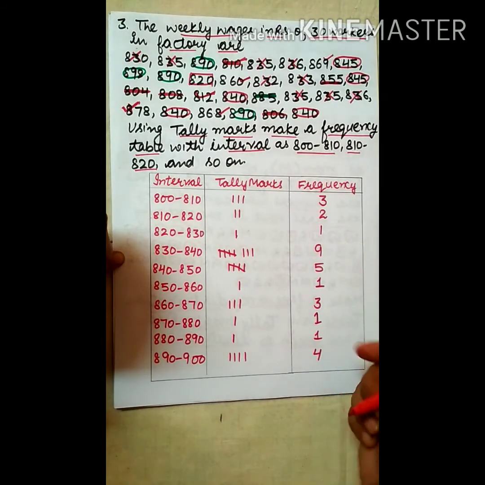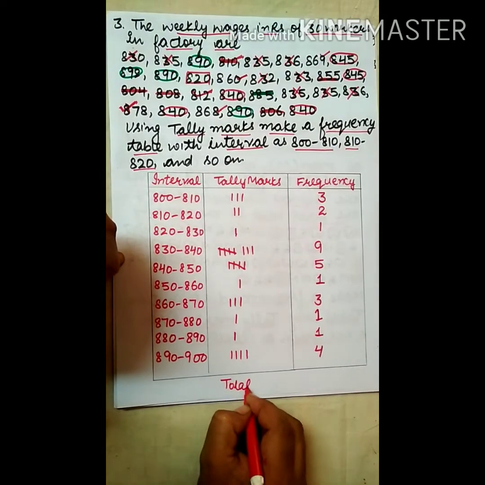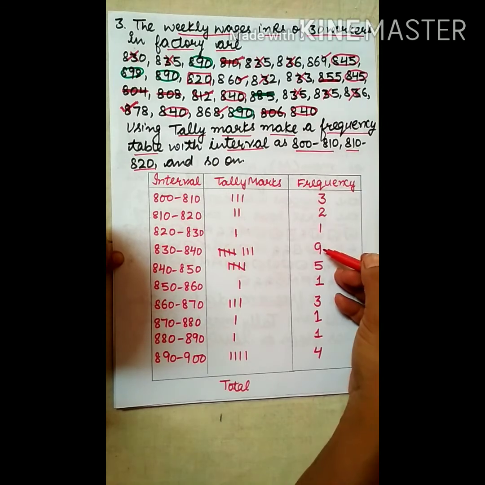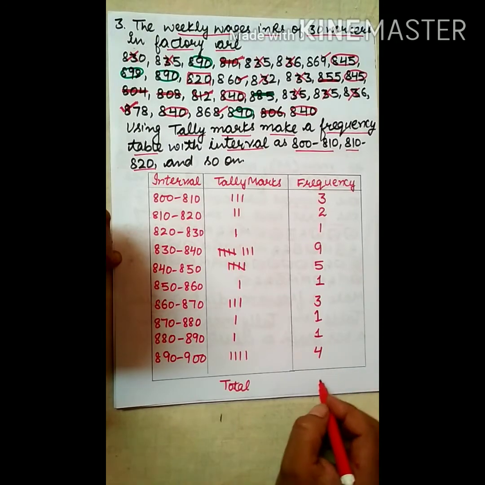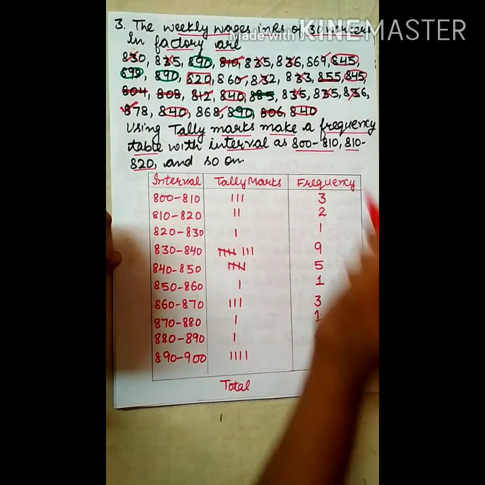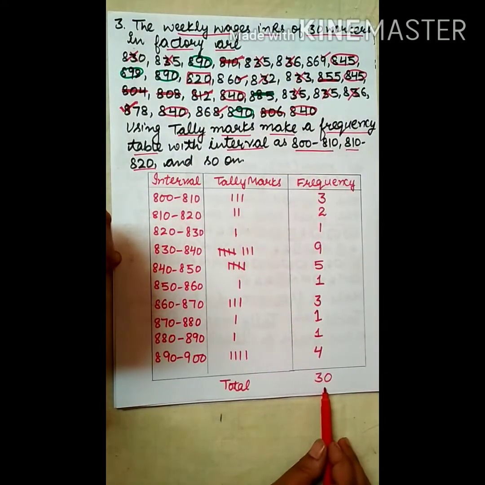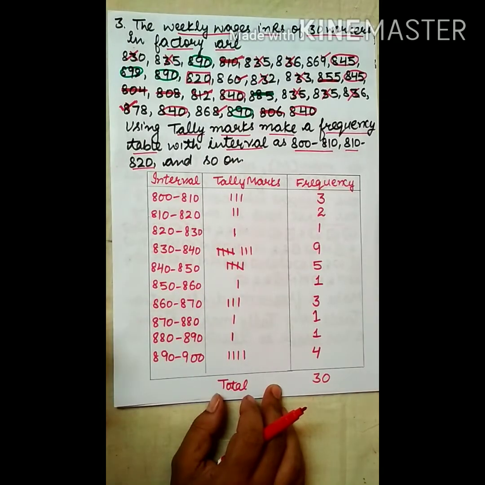You can count it. So here I will write total is 3 plus 2 is 5, 5 plus 1 is 6, 9 plus 6 is 15, 15 plus 5 is 20, 21, then 21 plus 3 is 24, 25, 26, 30. So there were 30 workers in the factory, so the frequency is 30. This is the frequency distribution table for the given data.